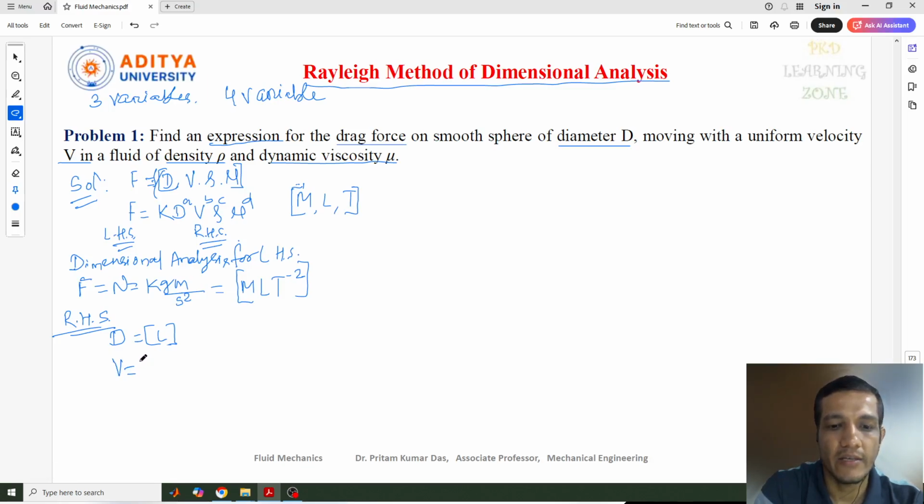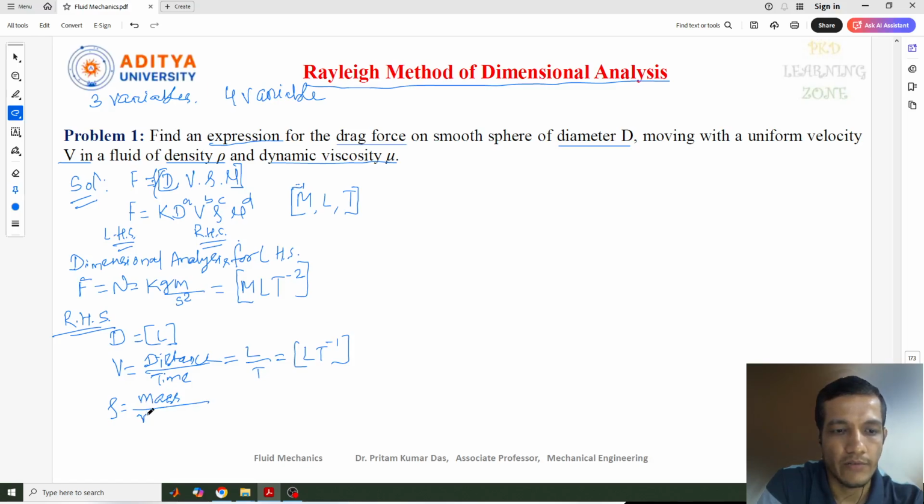So distance by time means we can write this as distance per time. Distance is the same thing as I told, that we need to consider L by T. And if you put this in terms of expressions, this is L and T to the power minus 1. Similarly, velocity. Next is density.